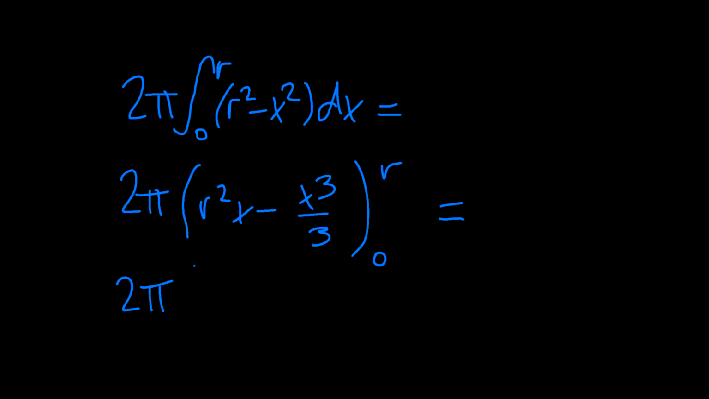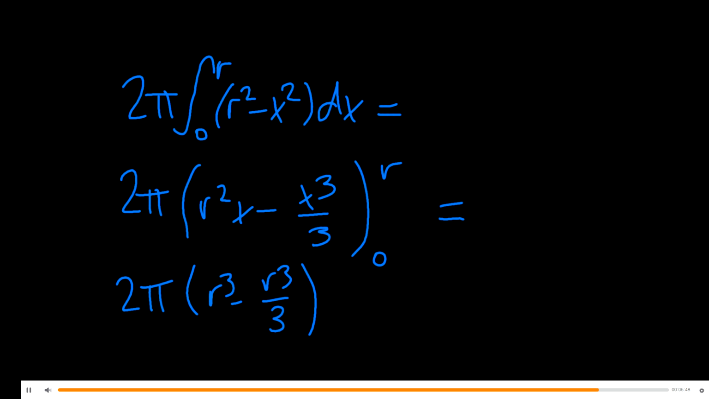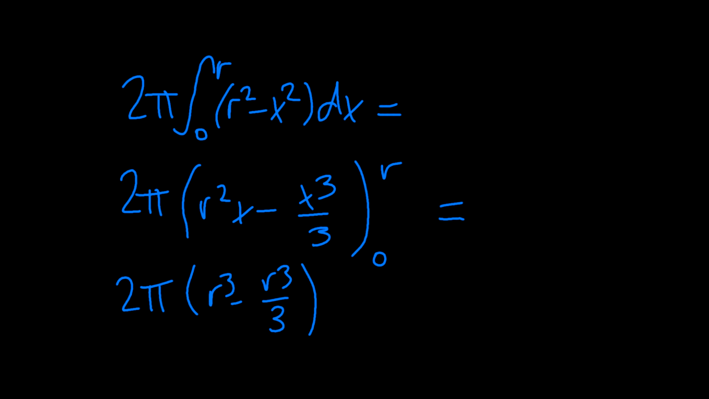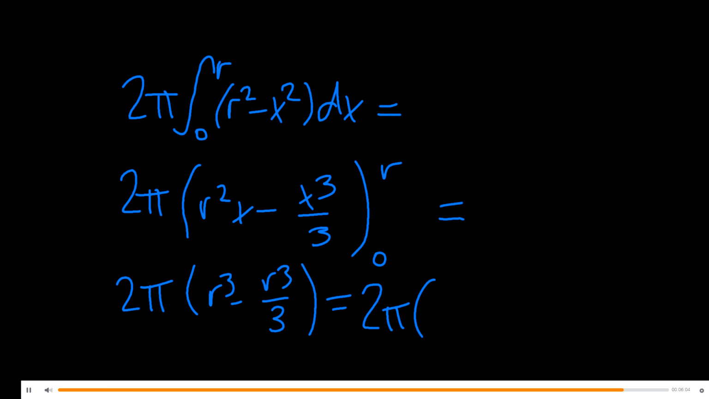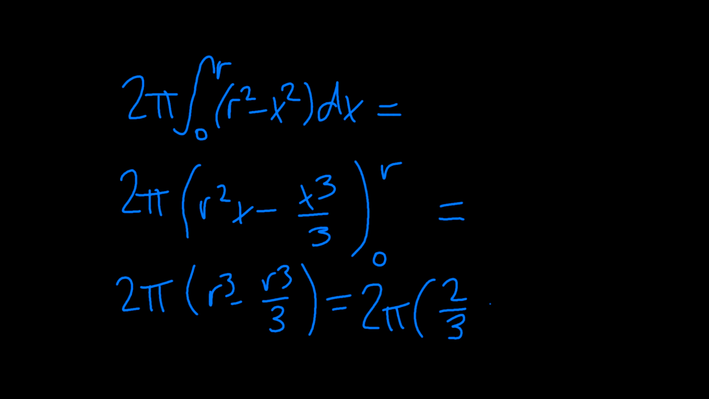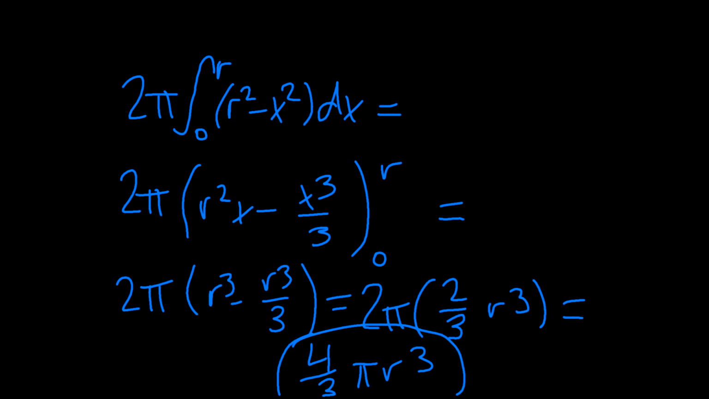Substituting r, we have r cubed minus r cubed over 3. There's no need to substitute 0 because that will just end up being 0. As you can see, r squared times 0 will be 0, and 0 cubed over 3 will be 0, and it'll just fall out. So there's no need to do that. R cubed minus r cubed over 3 becomes 2/3 r cubed, and multiplying those together, you end up getting 4/3 pi r cubed. And that is the formula that you've been using.